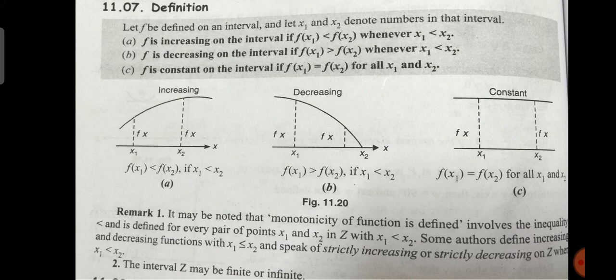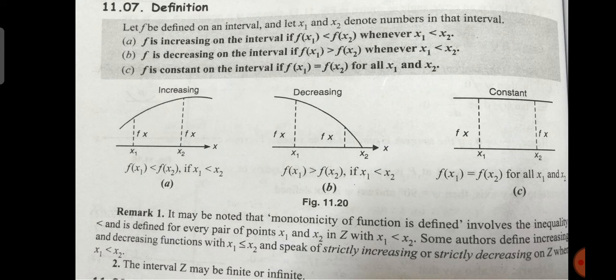That is, let f be defined on an interval. A function is always defined on an interval, and x1, x2 denote numbers in that interval. Infinite numbers are there, so take two numbers x1, x2. And f is increasing on the interval if f of x1 is less than f of x2 whenever x1 is less than x2. And f is decreasing on the interval if f of x1 is greater than f of x2 whenever x1 is less than x2. And f is constant on the interval if f of x1 is equal to f of x2 for all x1, x2.